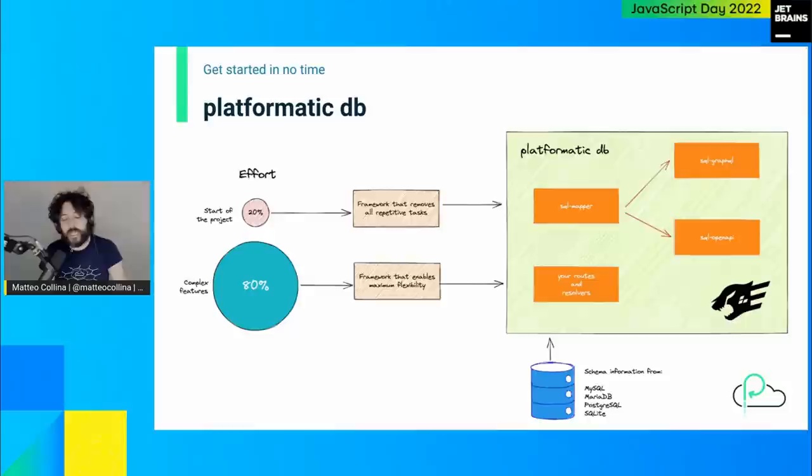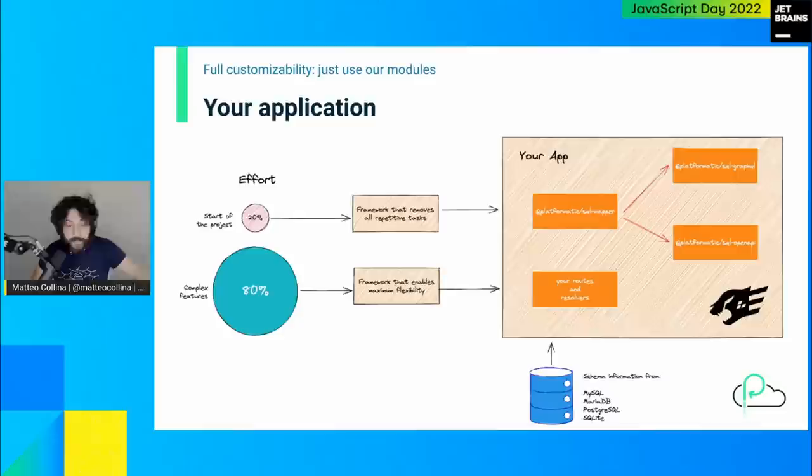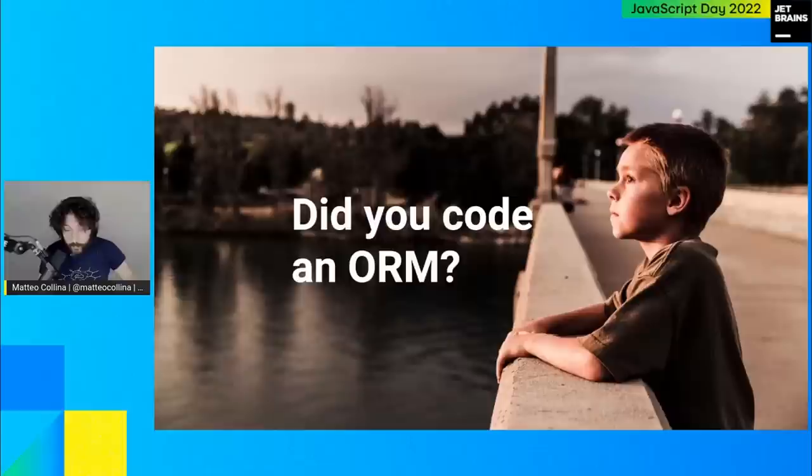As I said, all of this is open source. You can download it, you can try it out, it's all available. Consider that Platformatic is composed of Fastify plugins, so you can actually put your routes and resolvers inside the main Node.js process, as well as use all of this in your app. If you want to just use our module, you can actually do that. With all of that, the question that remains unanswered is: did I code an ORM to do this?